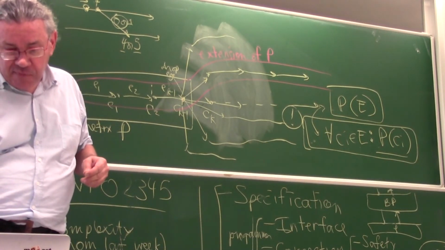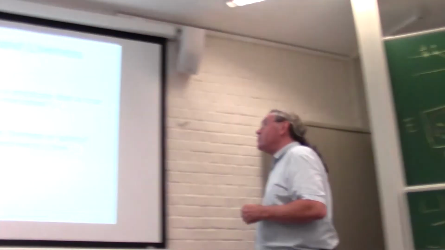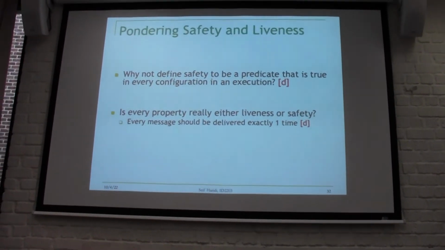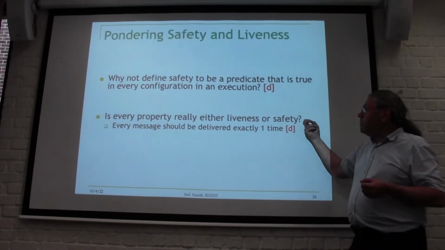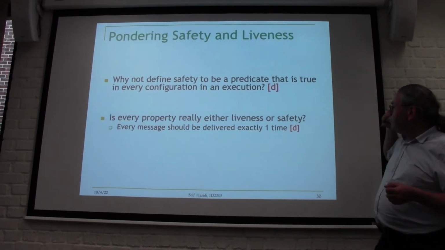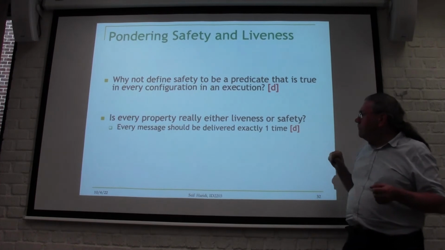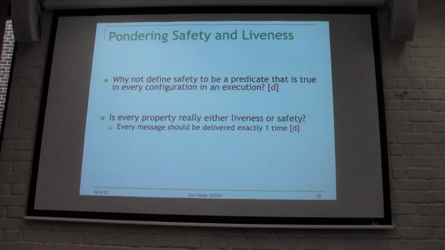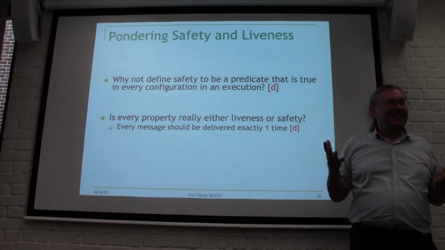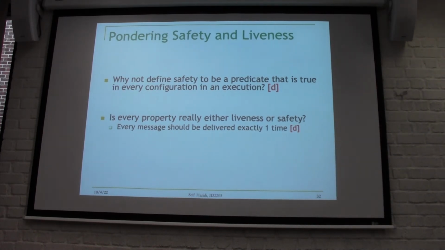Here's another thing. I told you, remember, that there's a theorem about safety and liveness. So, question. Is every property really safety or liveness? So here's an example. Every message should be delivered exactly once. Safety or liveness? Both. Both? What do you mean? You have to say what you mean. Yeah, I mean it's both live and safe. No, a single property cannot be both live and safe.